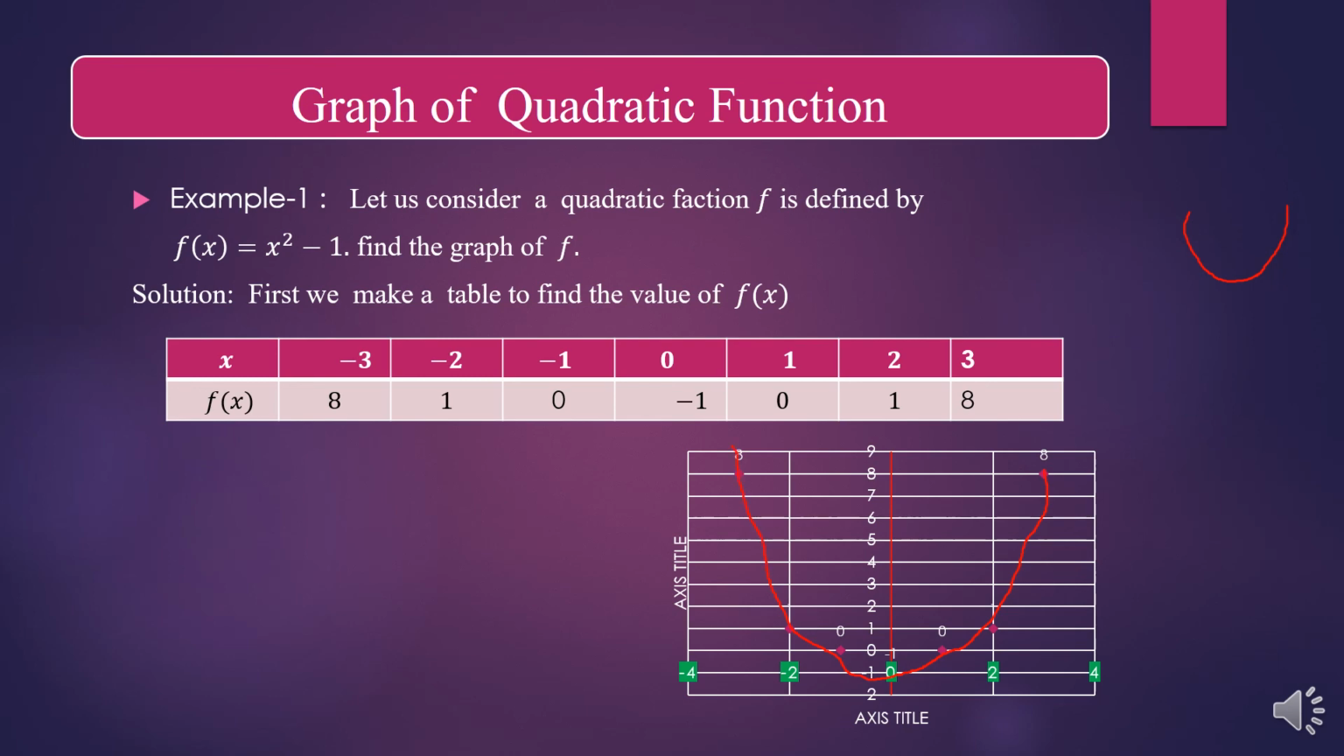So let us join these points together and you will get a shape like this. Sorry if I am making some mistake. Yes, we got the parabola shape. You see here, this is a U shape and this is an open upward parabola. Why is it an open upward parabola? Because a is greater than 0.